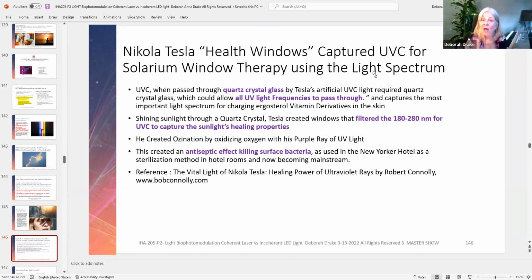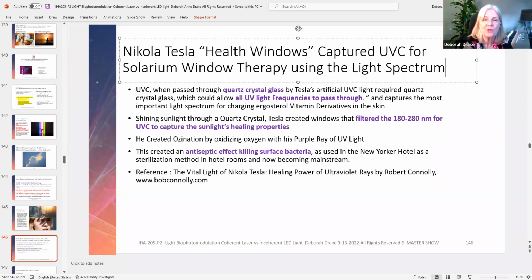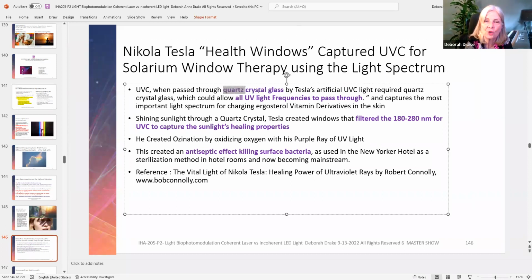So in this case, he not only took out the iron out of the window, but he passed the light through a quartz glass prism, shall we say? Remember, I keep talking to you about light as prism. So he passed the light through a quartz crystal, the same quartz crystal in your mitochondria, by the way. And that UVC light was able to allow all the frequencies to pass right through the glass. All the frequencies pass through the crystal.